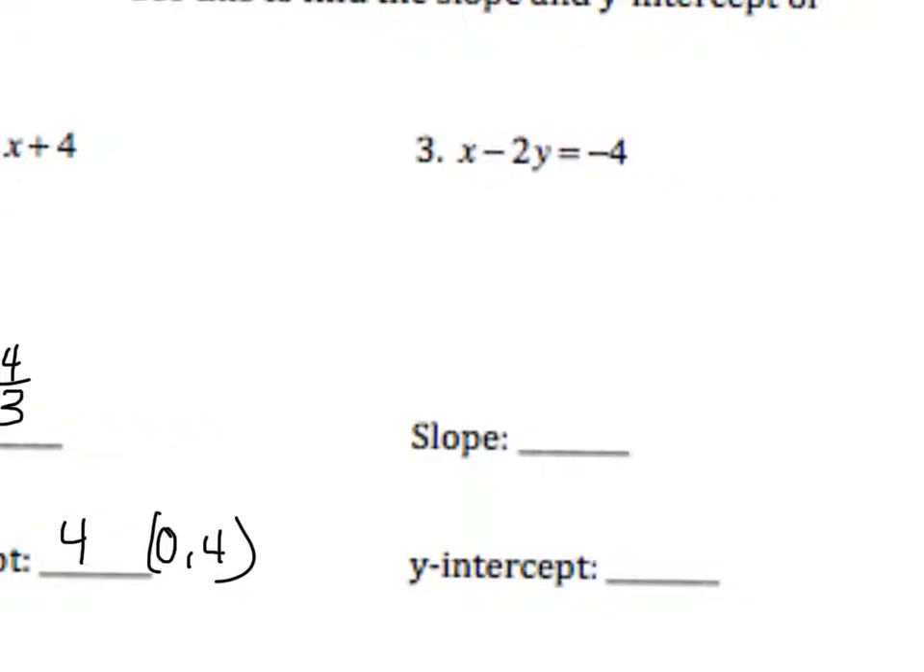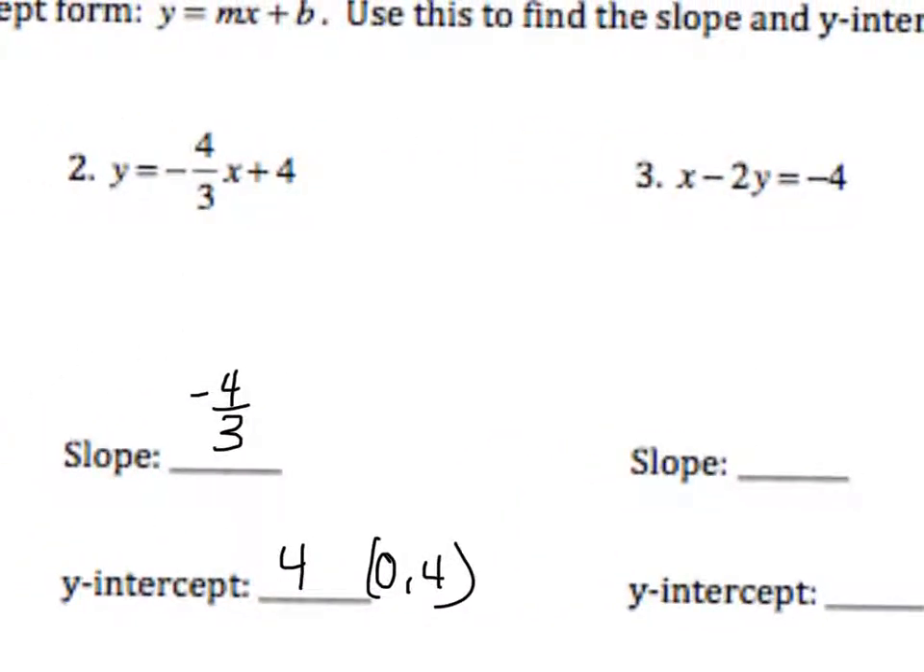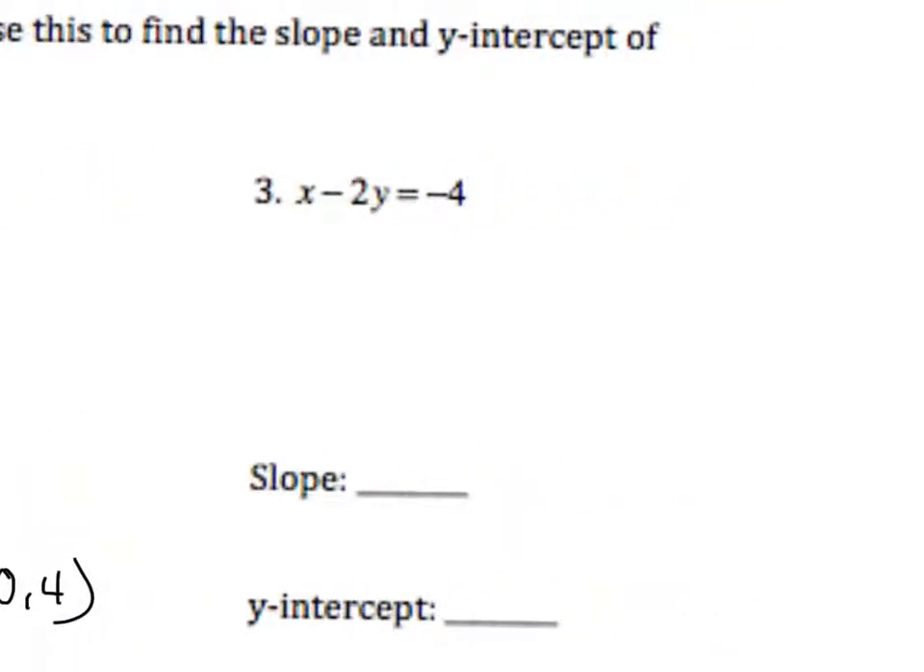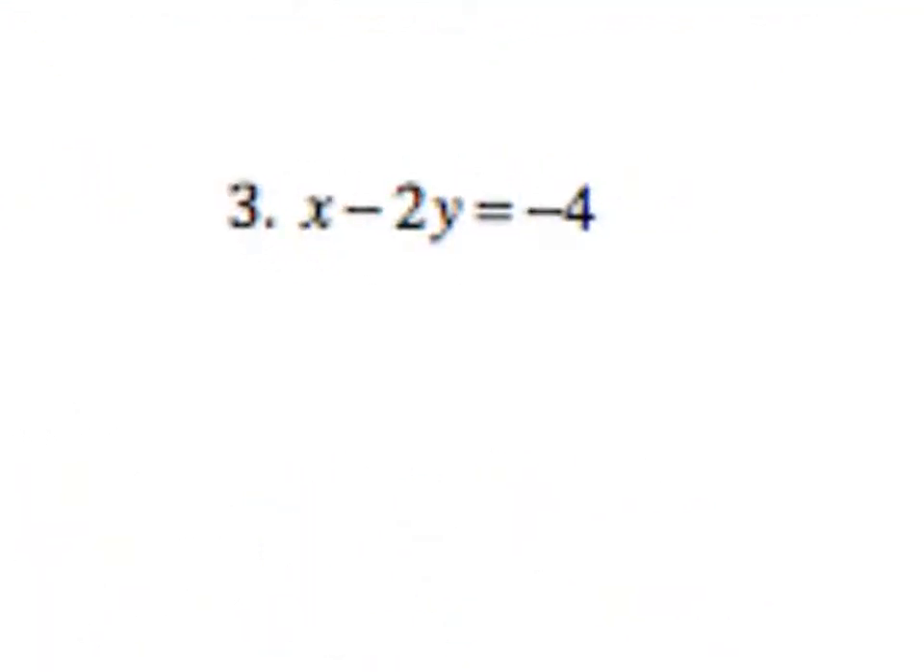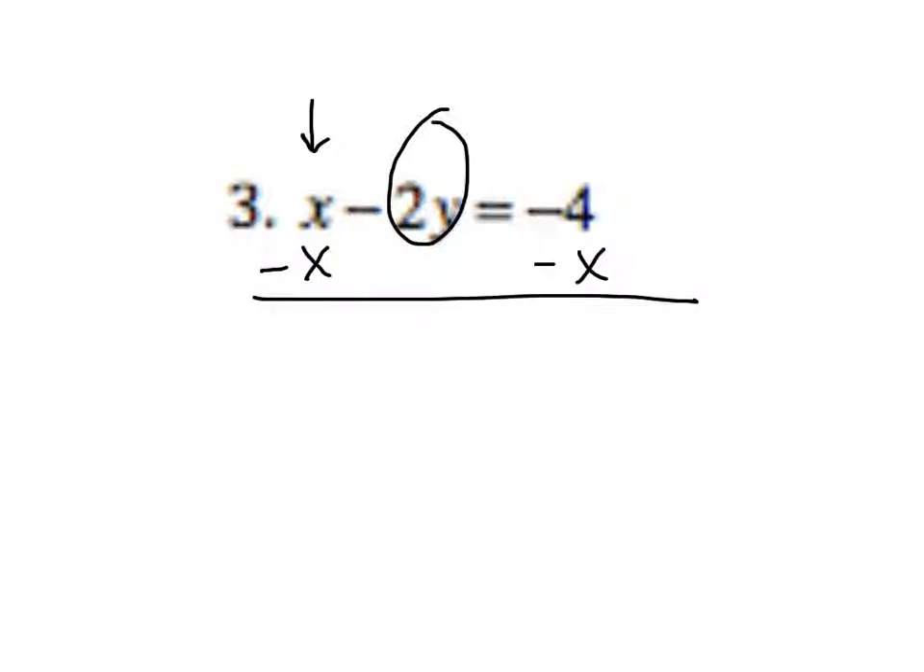Okay, now looking at 3, it's a little bit different than how 2 looked. We want to solve for y, so we got to do a little bit of work here in number 3 to solve for y. So I want to get this guy by itself. In order to do that, I want to make this x term 0. So I'm going to subtract x from both sides of the equal sign. And this is going to be 0. That's what I want. I'm going to bring down the negative 2y.